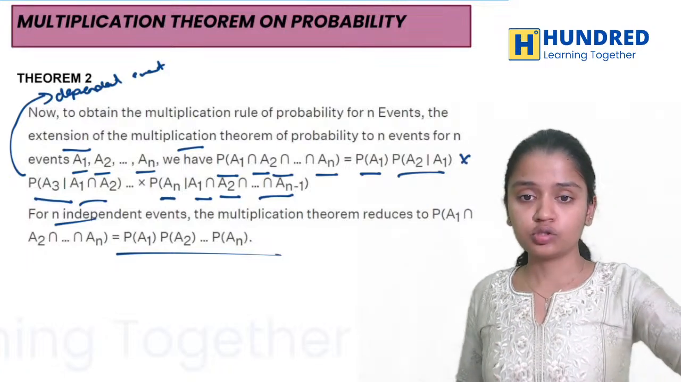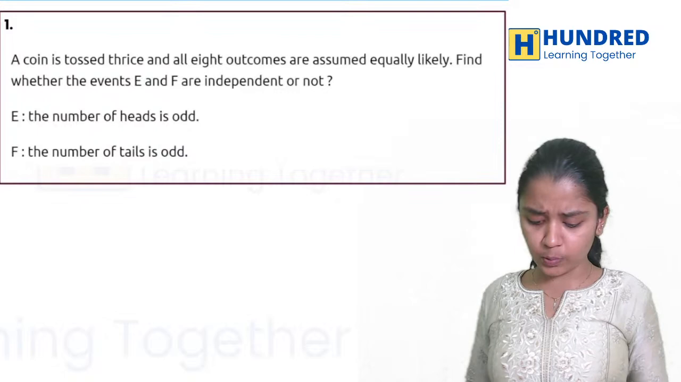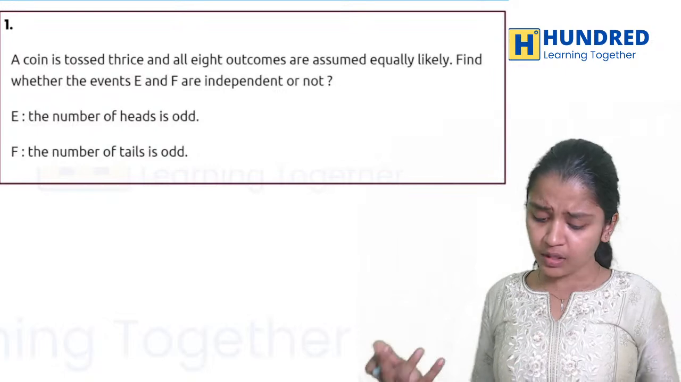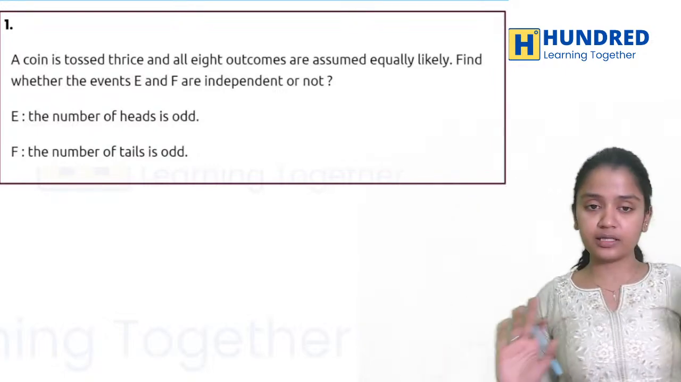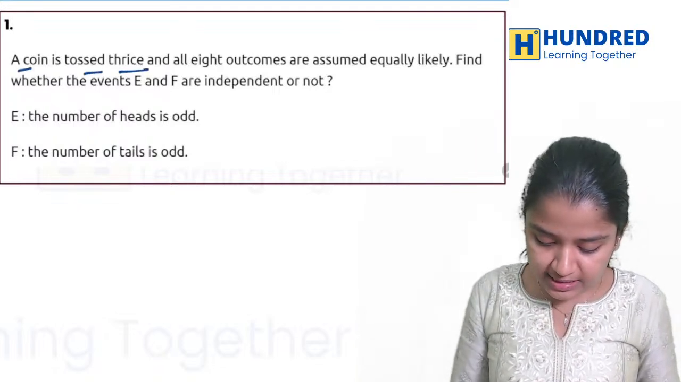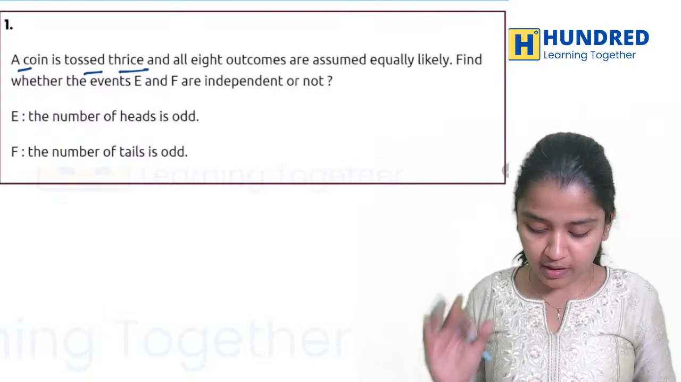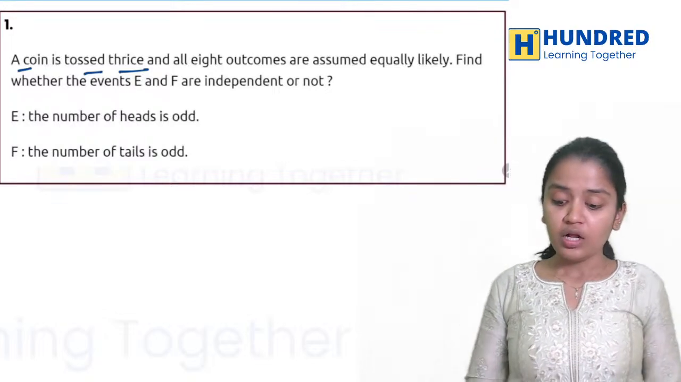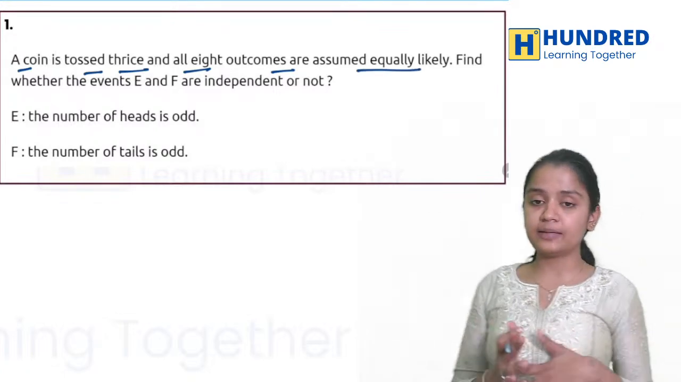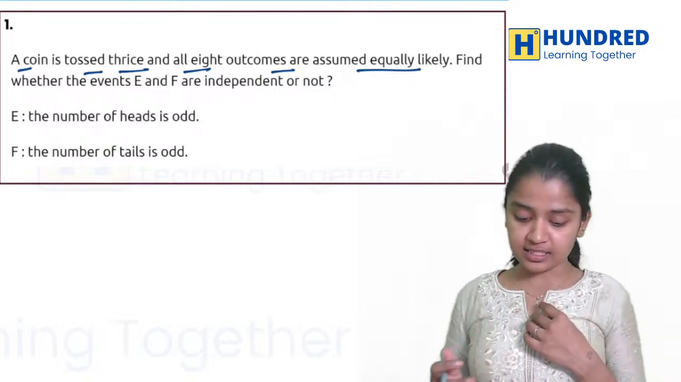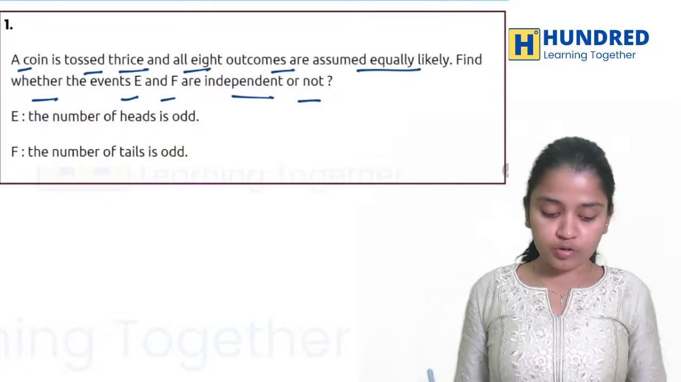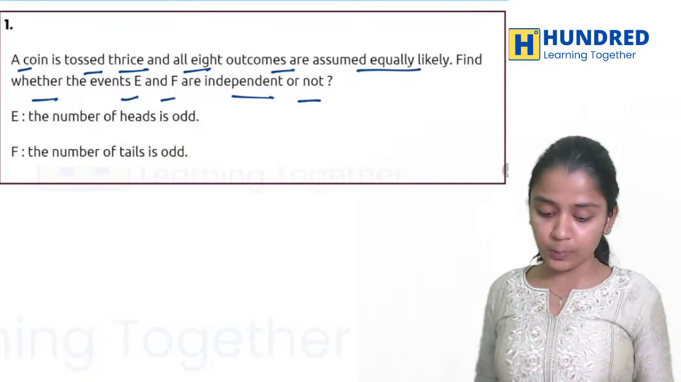Okay, so now let's quickly get into the sums. In the sums basically, இதுல வந்துட்டு we will be solving as usual a few sums. So a coin is tossed thrice. ஒரு காயின் வந்து எவ்வளவு டைம் டாஸ் பண்றாங்க? 3 டைம் டாஸ் பண்றாங்க. ஓகேவா? All 8 outcomes are assumed equally likely. Equally likely அப்படின்னா we just saw it in yesterday's class. Find whether E and F are independent or not. So ரெண்டுமே independent இல்லையான்னு சொல்லி we have to find.